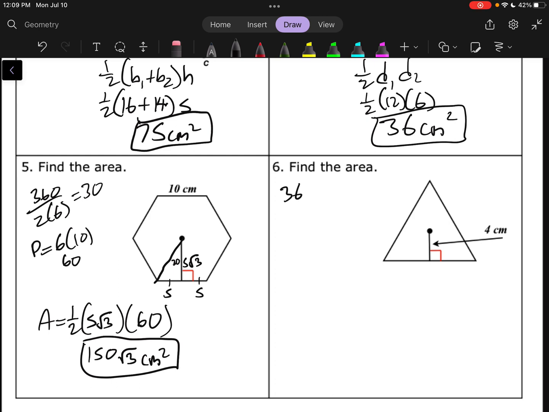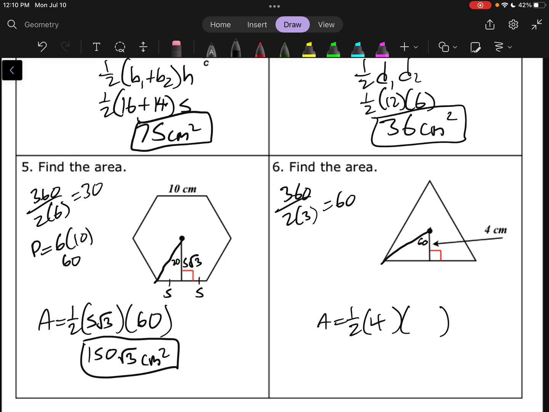For the triangle here, if you did 360 divided by 2 times 3, you got 60. So the top part was 60 there. So if we're doing 1/2 AP here, let's see here. What do we know? Oh, we actually know the apothem. We know the apothem is 4. So we got to find the perimeter here.